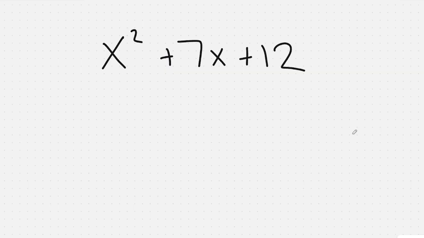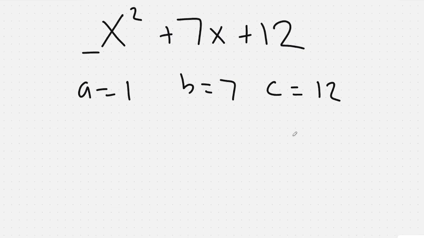The first step that we need to do is identify our coefficients, that is our a, b, and c. For our a coefficient, it's going to be that invisible 1. For our b coefficient, it's going to be the positive 7, and for our c coefficient, it's going to be the positive 12. As you can guess, for the x method, we're going to draw a big X.